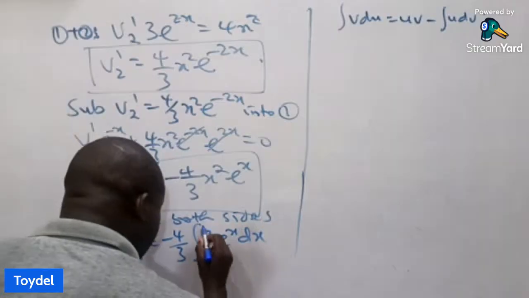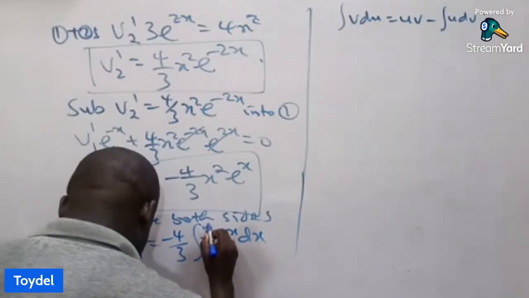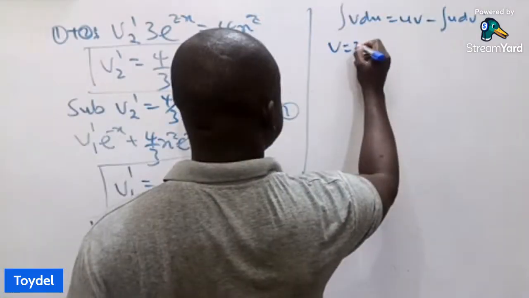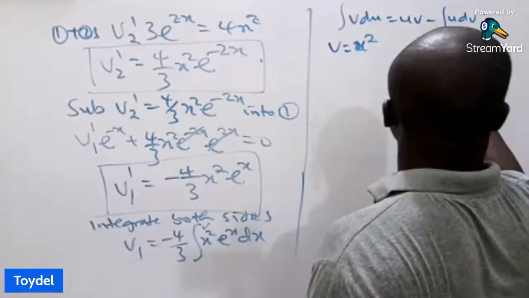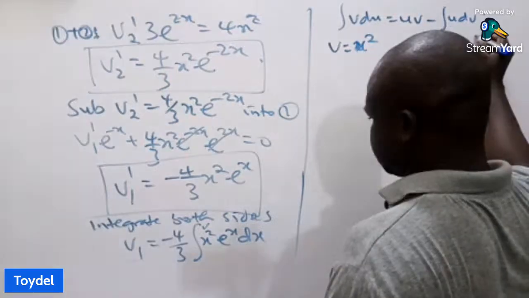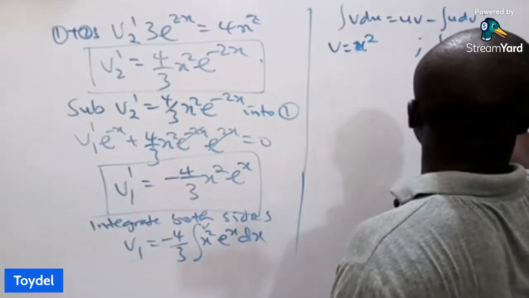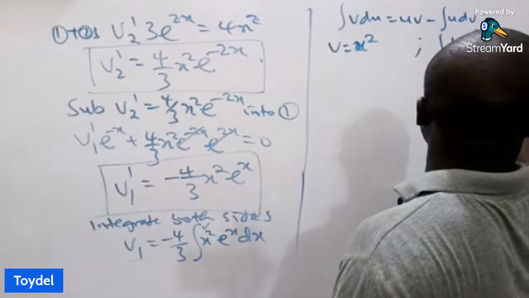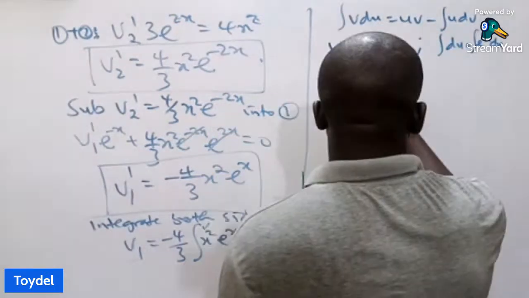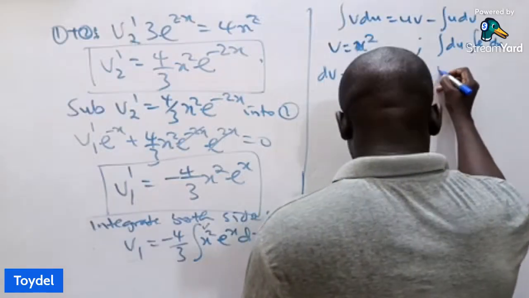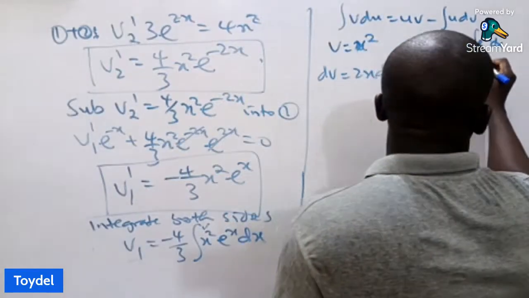Let's call this one v, and we call this du. So if v is equal to x squared, then integral du will be equal to integral e^x dx. So what is dv? dv is going to give us 2x dx. Then u is going to give us e^x.